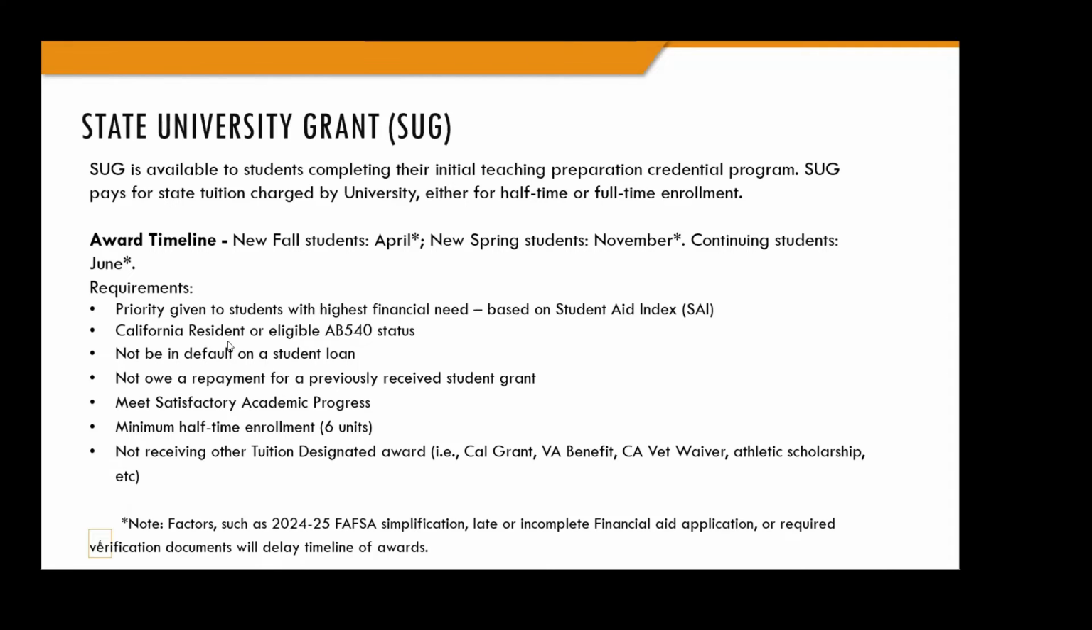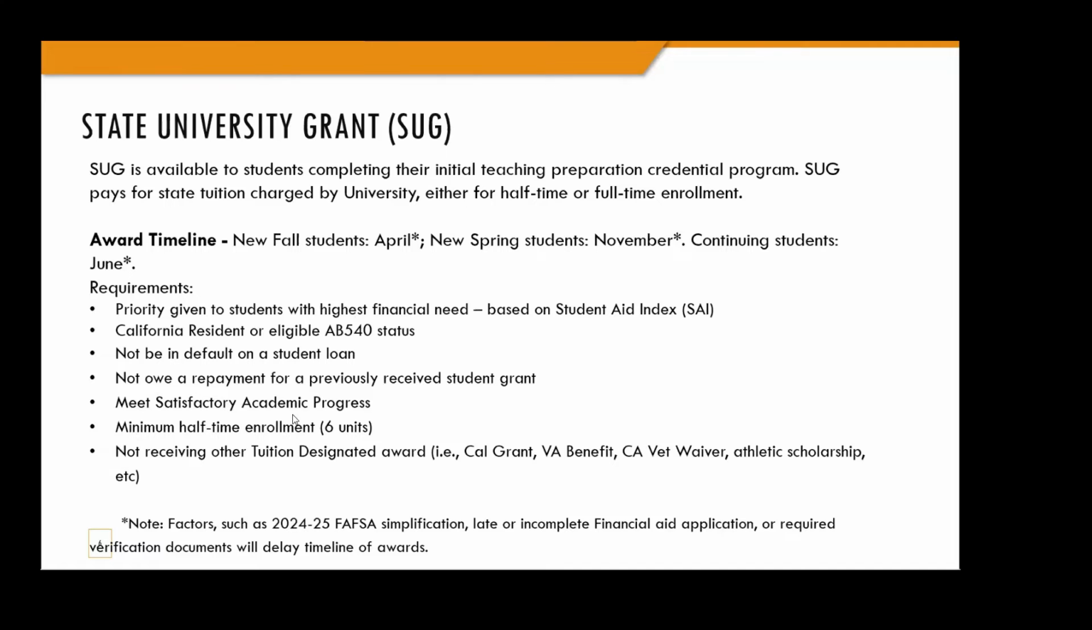You have to be a California resident or have eligible AB 540 status approved. This is for California DREAM Act applicants. And then you cannot be in default on a student loan, or owe a repayment for a previously received student grant. You have to meet satisfactory academic progress.